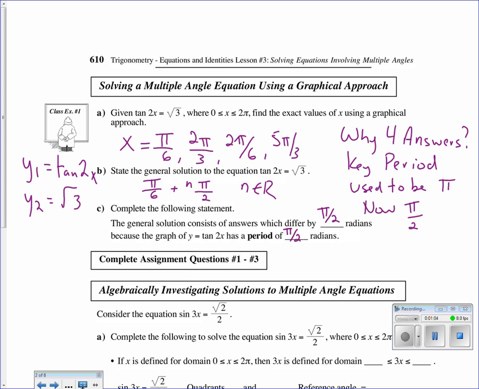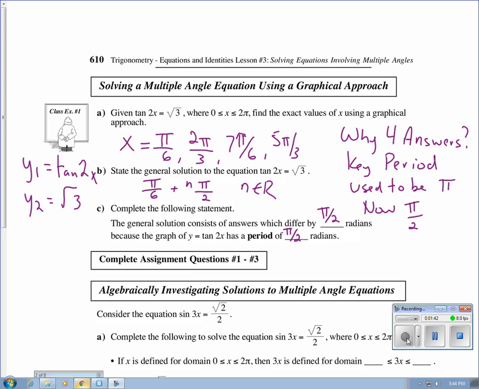Now, why is that? The key is what's happened to period. The standard period of a tan graph used to be pi, but because of the 2, we are now at pi over 2. And my answers can all be arrived at by taking the smallest angle and simply adding pi over 2 to it. So pi over 6 plus multiples of pi over 2 will take me to the other answers. Try that out.